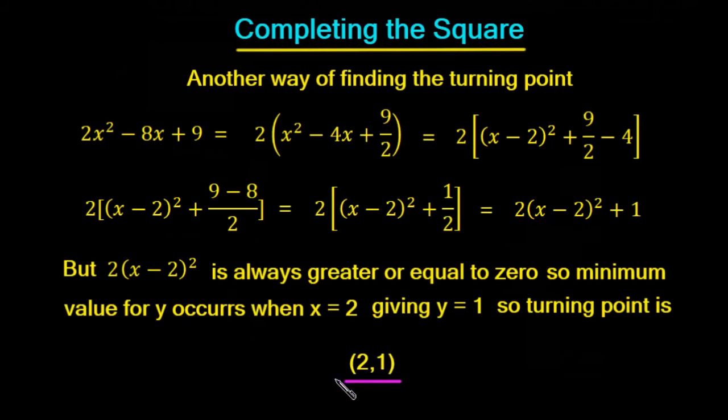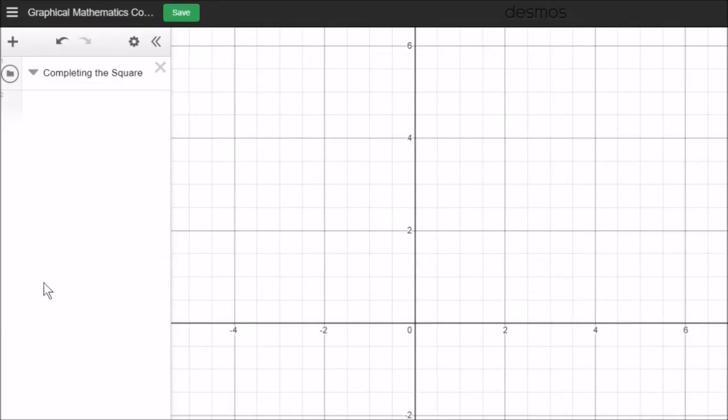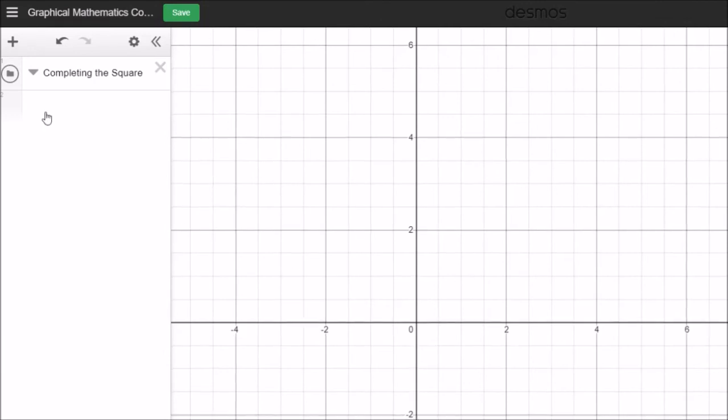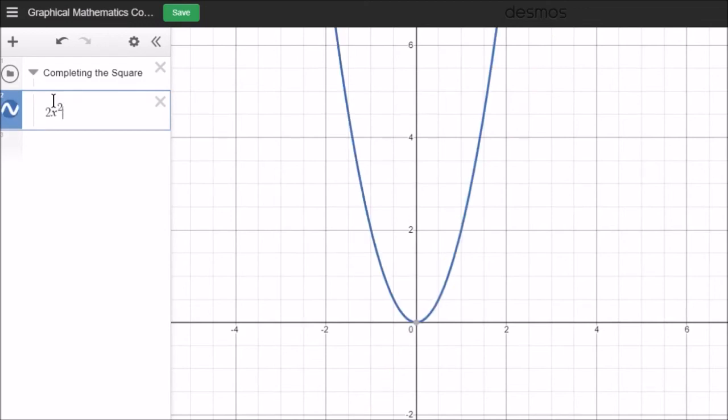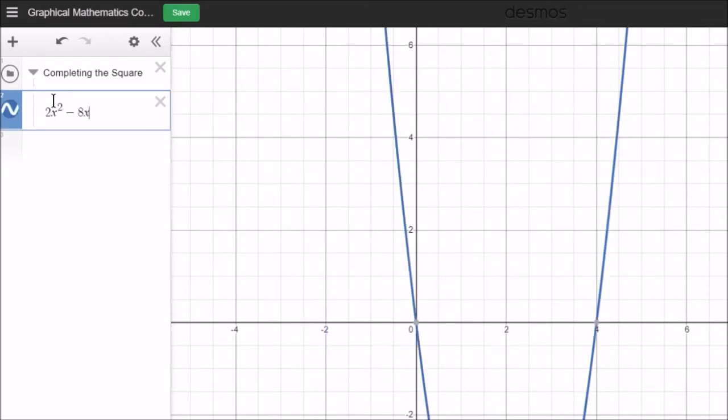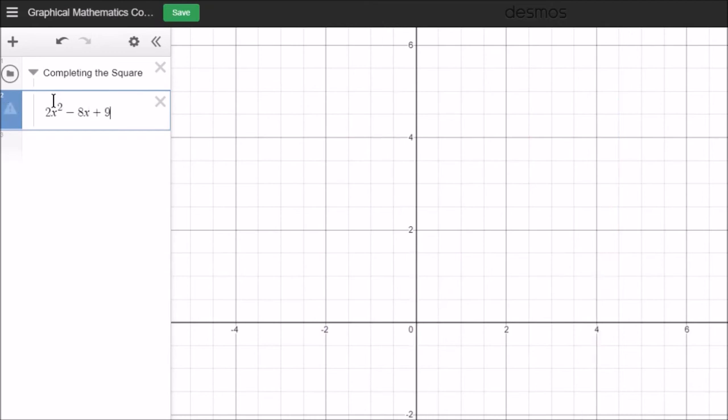So let's put that in the graphical calculator and we'll see that now. So let's put our function in. It's going to be 2x squared minus 8x plus 9. So this is our function here, and let's check the turning point. You can see the turning point is indeed (2, 1).